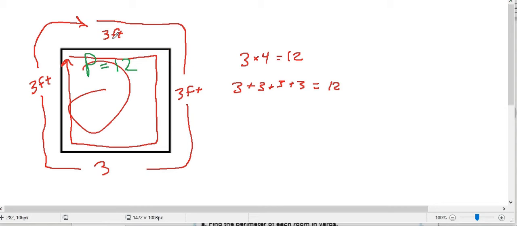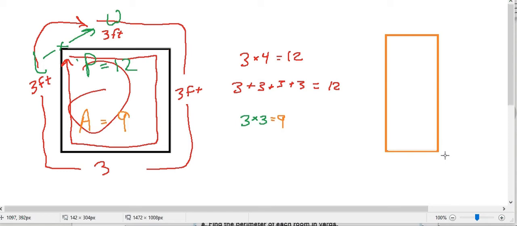Area simply takes width and length and multiplies them. So length times width. That's going to be 9 for the area. So the area of this is 9. Let's try it with a rectangle.